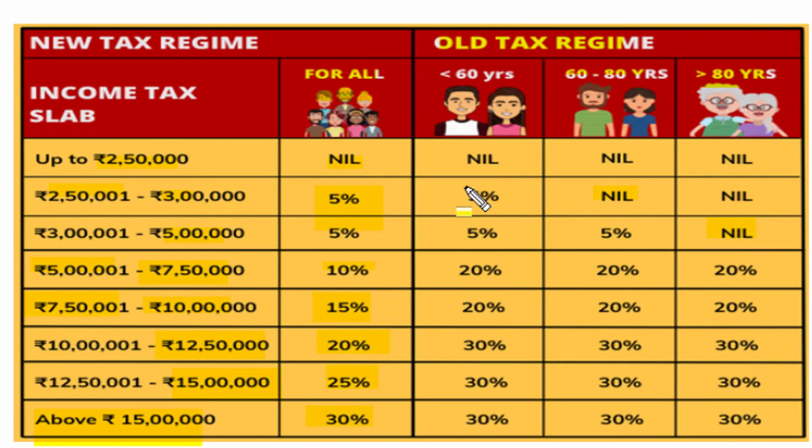The rate of income tax is 5% for income exceeding 2,50,000 up to 5 lakh for a normal citizen, and for a senior citizen it is for income exceeding 3 lakh to 5 lakh. For all three categories, income tax to be charged is 20% for all income above 5 lakh up to 10 lakh, and for all income above 10 lakh up to 15 lakh the rate of income tax to be charged is 30%, and for income above 15 lakh the rate of income tax to be levied and collected is 30%.